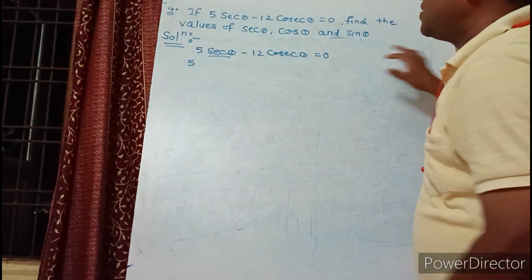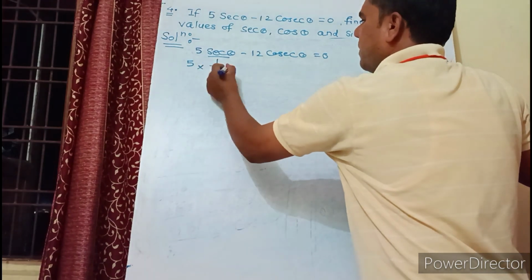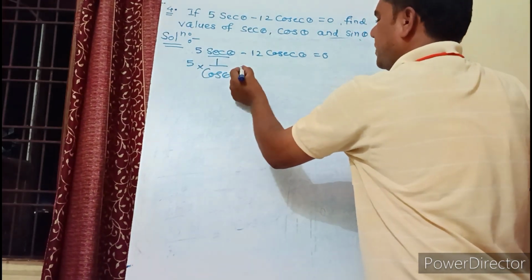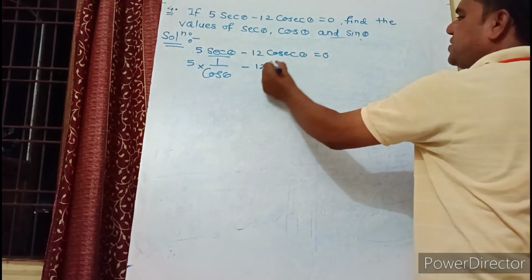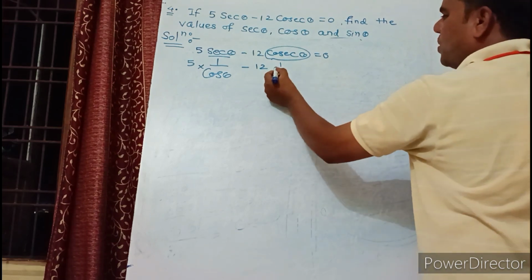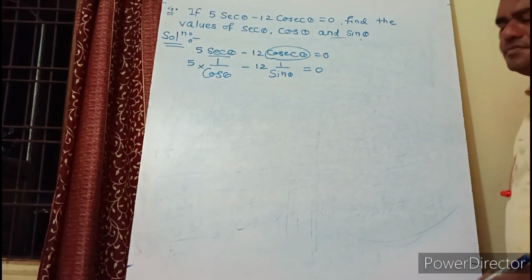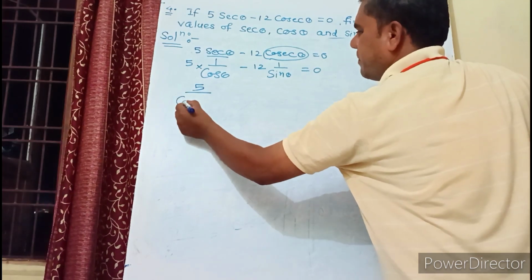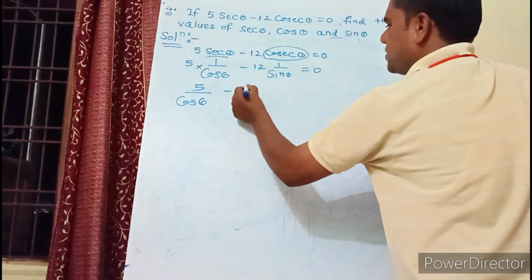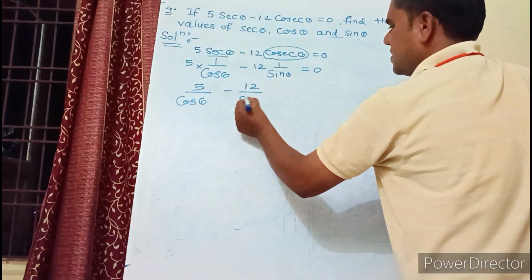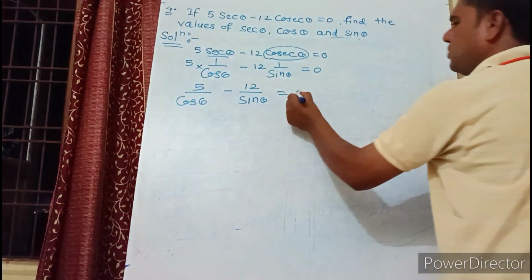The value of sec theta is nothing but 1 by cos theta, minus 12 as it is, and the value of cosec theta is equal to 1 by sin theta, is equal to 0. Now this will be 5 divided by cos theta minus 12 divided by sin theta is equal to 0.